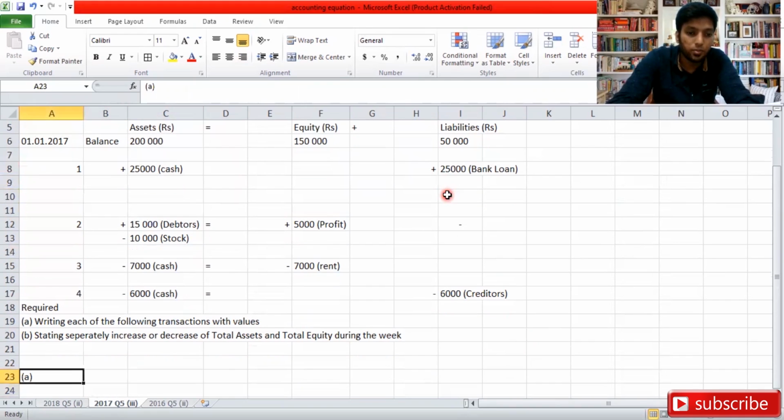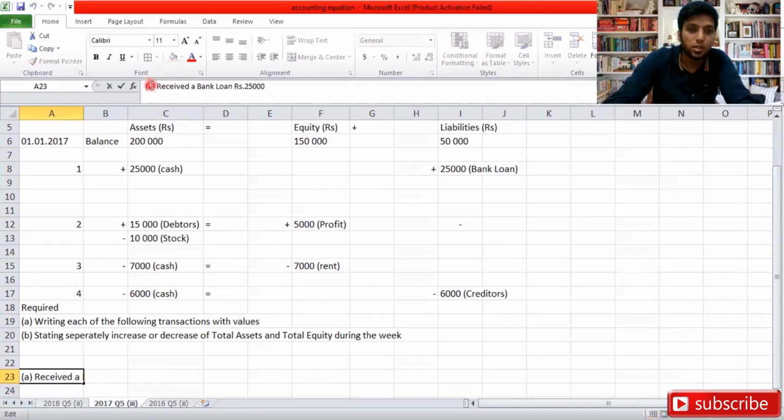So you can write here, received a bank loan of rupees 25,000. Right, because you don't say it in cash, or you can say received a bank loan in cash, rupees 25,000. Both are the same. Then we can move on. We are done with the first adjustment.